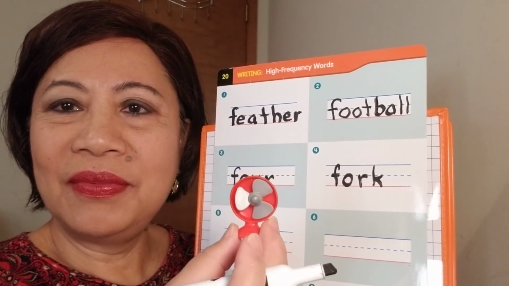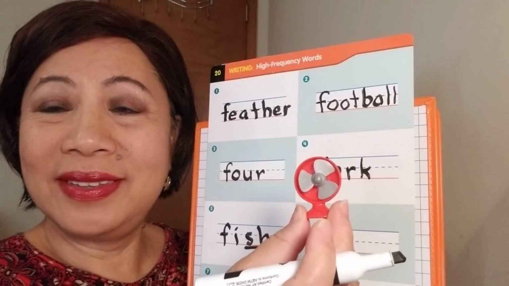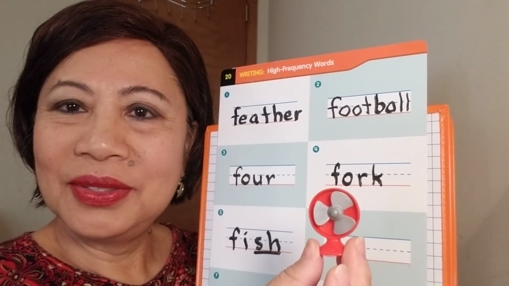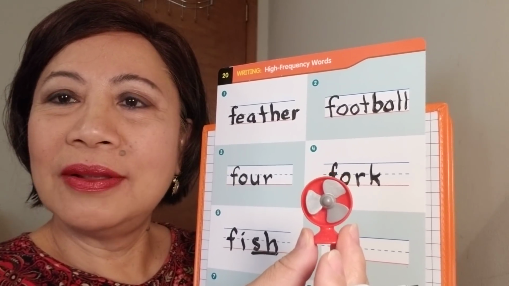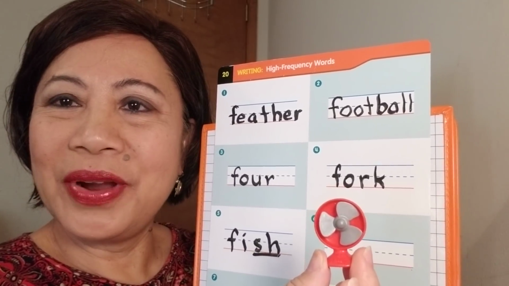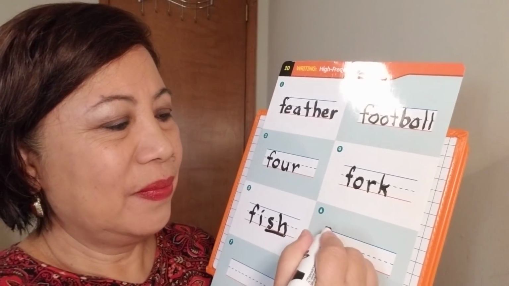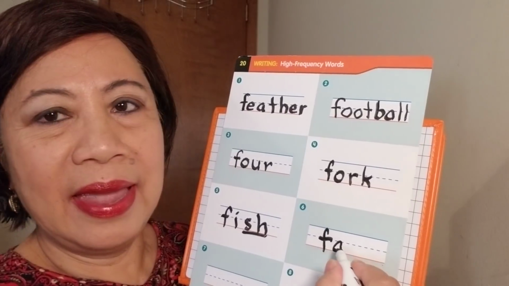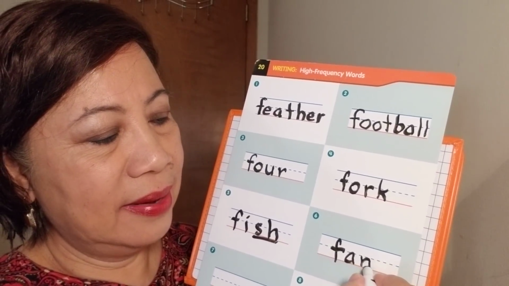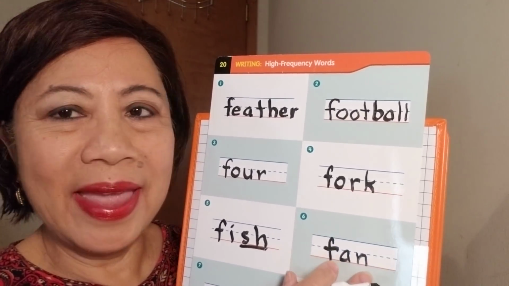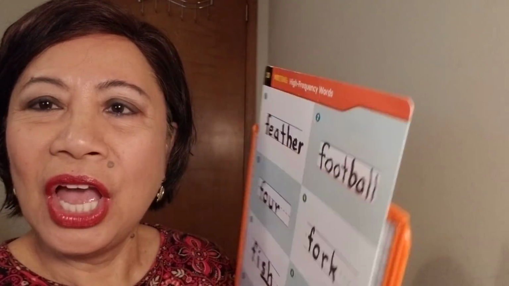What is this? Have you seen this before? You see this during summer when it's hot and we need air to cool off. It's called a fan. Fan begins with letter F. How do you spell fan? Let's write it down. F-A-N. Fan. Very good. All right, now let's read all the words again.